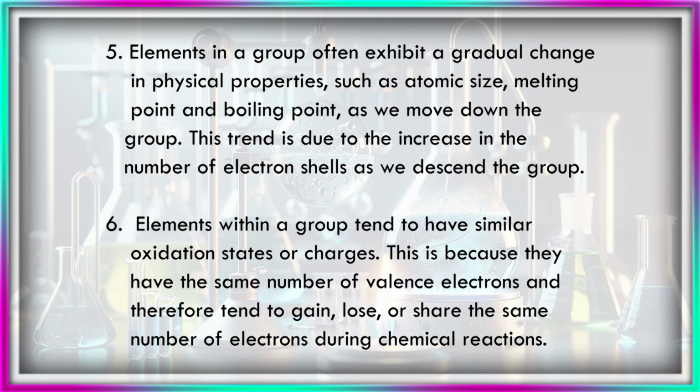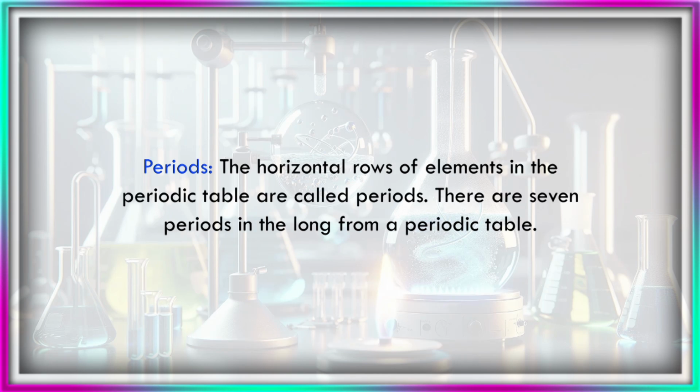5. Elements in a group often exhibit a gradual change in physical properties, such as atomic size, melting point and boiling point, as we move down the group. This trend is due to the increase in the number of electron shells as we descend the group.